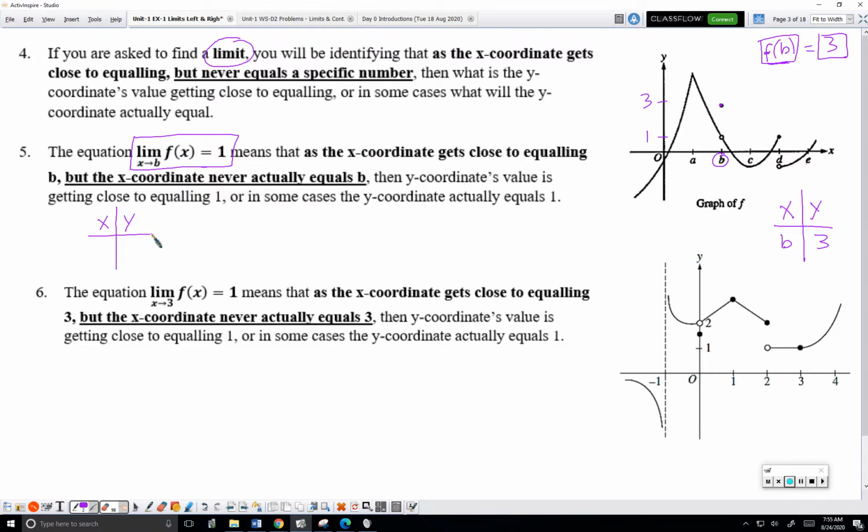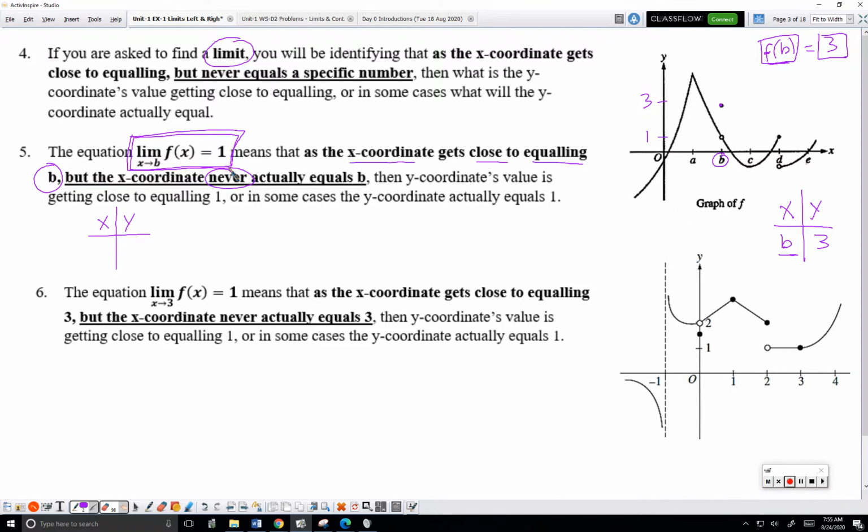So here, the x coordinate is precisely equal to b. But with this expression, the x coordinate is never going to equal b. The x coordinate is going to get close to equaling b. The x coordinate will never actually equal b.